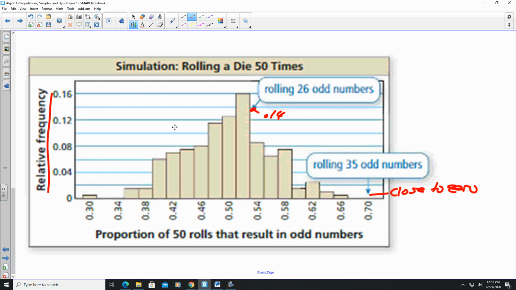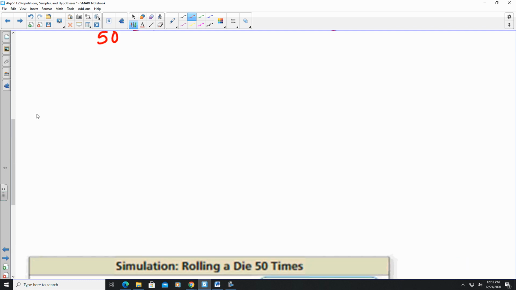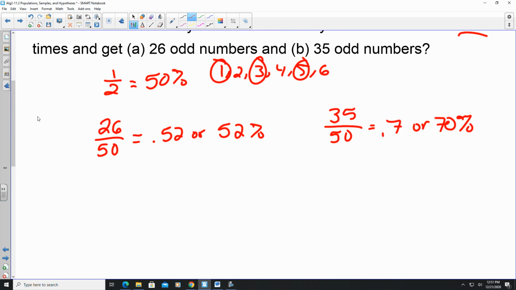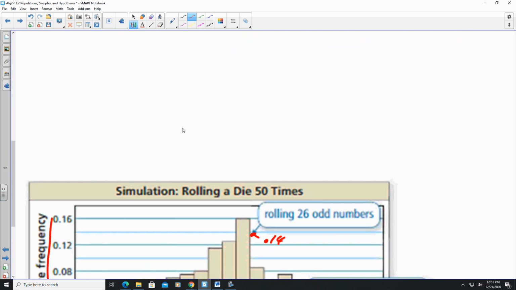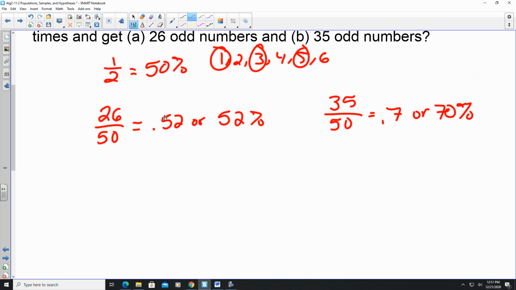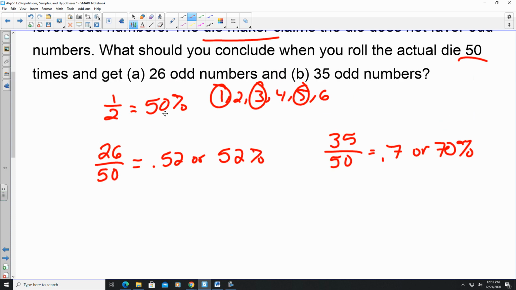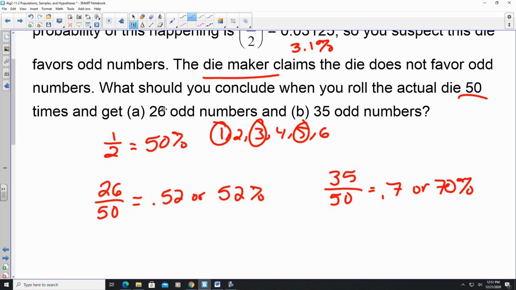So what we can say here is that getting 26 odd numbers in 50 rolls corresponds with that 52%. With respect to the simulation, you have that relative frequency, I would say about 0.14. So in fact, most of the results are close to the 50%. Because the results occur by chance, you can conclude in this experiment that the die maker's claim is true.